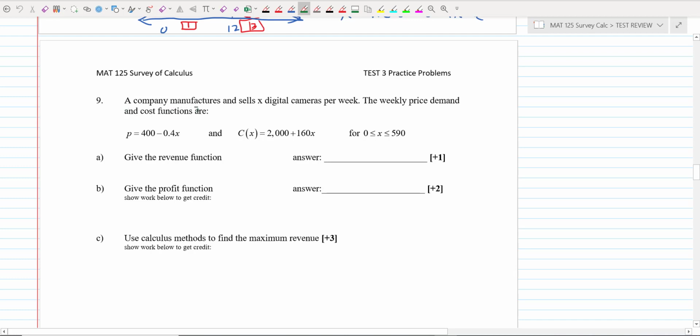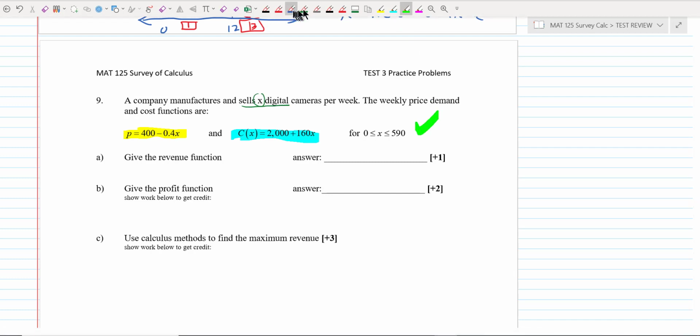So this particular problem says that you're selling, x is representing the number of digital cameras produced in a week. The price demand function is given as p equals 400 minus 0.4x. Looks like our cost function is 2,000 plus 160x. And then we're given this domain that we should do this on.